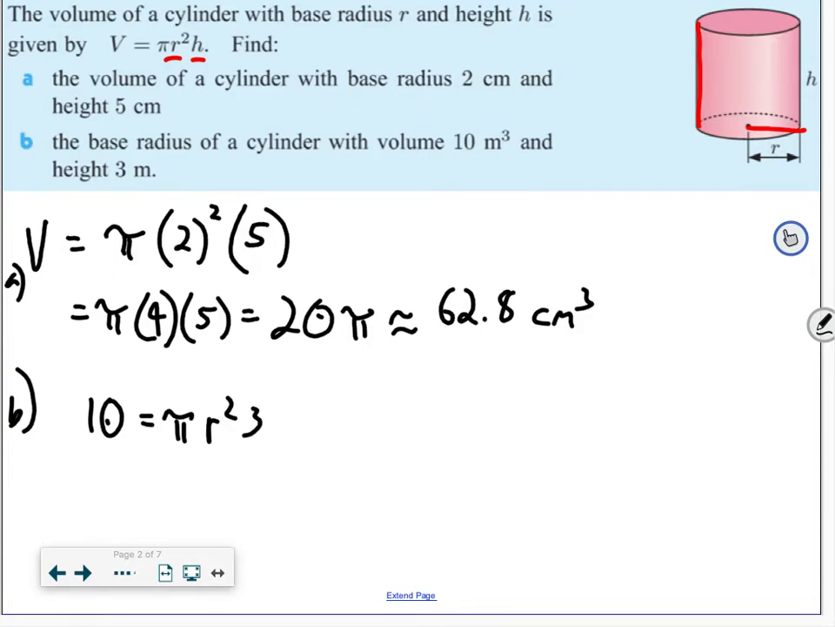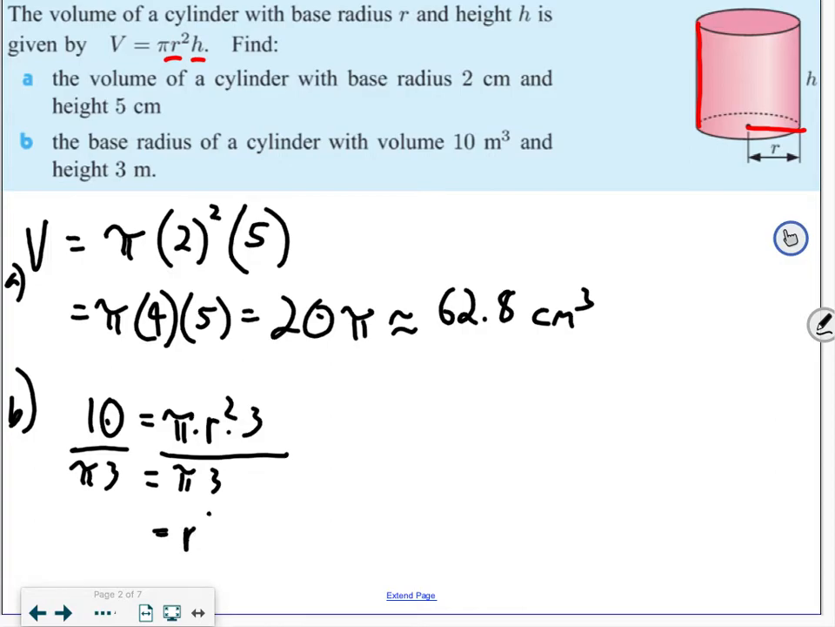First I'm going to divide. This is all multiplication here. So if I divide both sides by pi and by 3, I'm going to see that the pi and 3 are going to cancel out on my right side. I'm going to be left with r squared, and 10 divided by pi times 3 is going to be about 1.06. Since this is squared, I have to undo a square by doing a square root. So I square root both sides.